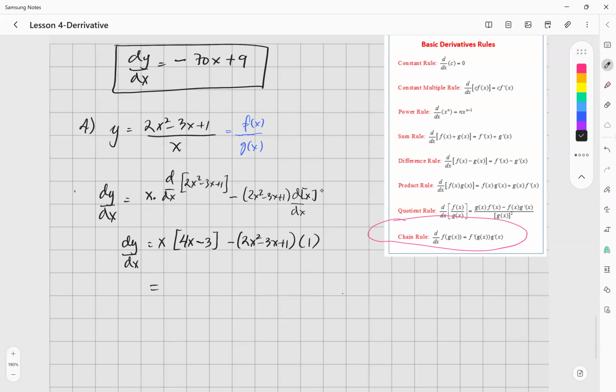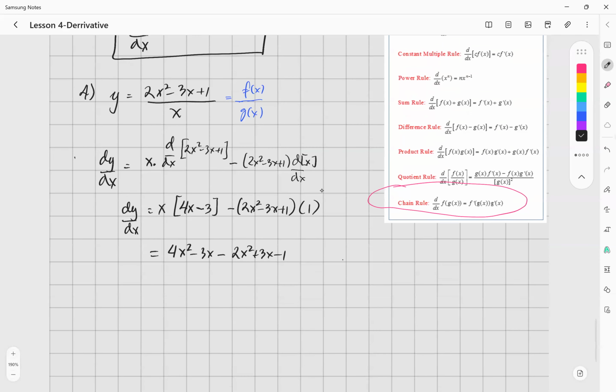Okay, so you multiply it inside. That becomes 4x squared minus 3x minus 2x squared plus 3x minus 1. So 4x squared minus 2x squared, you get 2x squared. Minus 3x plus 3x, you just cancel it out. And then you just have minus 1. So this is your dy over dx.